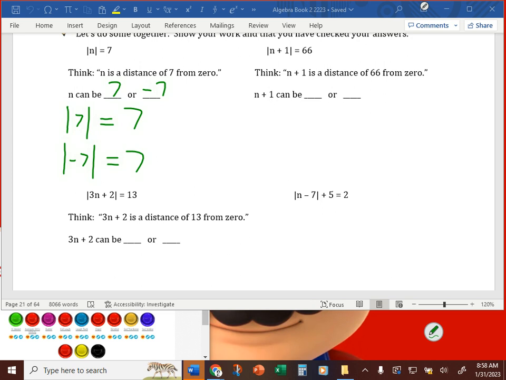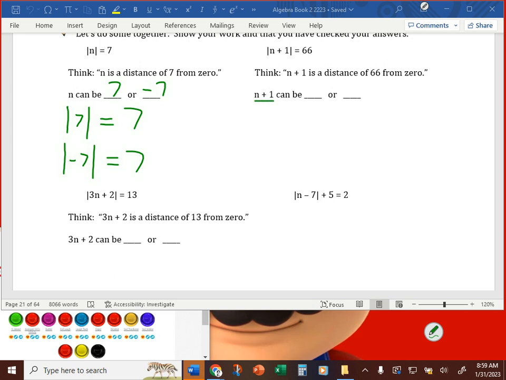Paul? Nope. All right. The next one. The absolute value of n plus 1 equals 66. Now the bars are by themselves. You would not go ahead and subtract 1 from this because that 1 is trapped inside the bars with the n. Now that we've got the bars by themselves, here's where we think about what absolute value means. This means n plus 1 is a distance of 66 from 0.